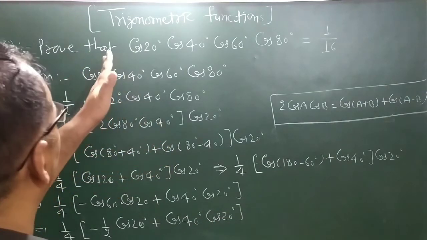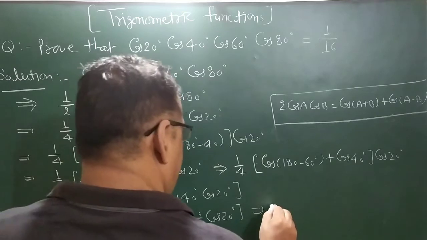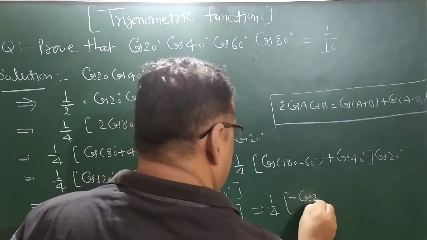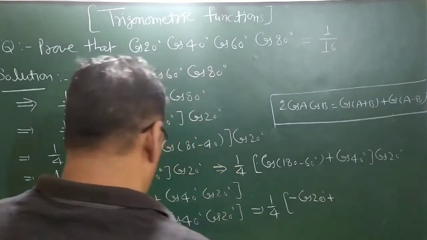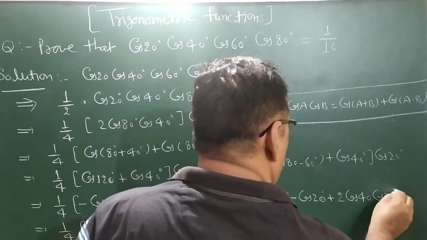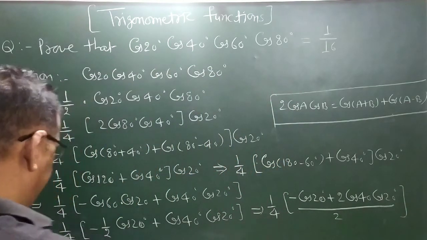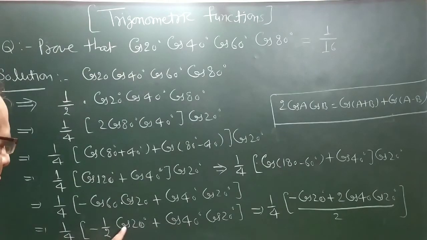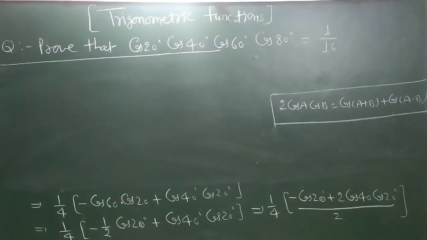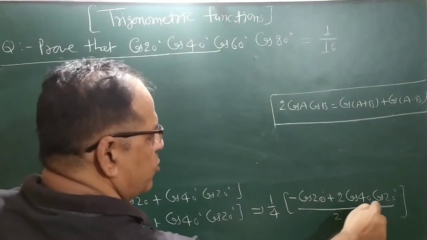These steps are fixed in all these types of questions. Okay. So now in next step, 1 upon 4, take LCM inside the bracket. So we have minus cos 20 degree plus 2 cos 40 degree cos 20 degree upon 2. Here 1 upon 4 outside the bracket, minus, the 2 is the LCM there, minus cos 20 plus 2 cos 40 cos 20 upon 2.